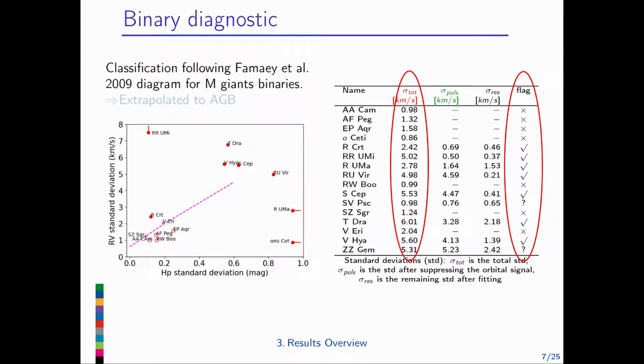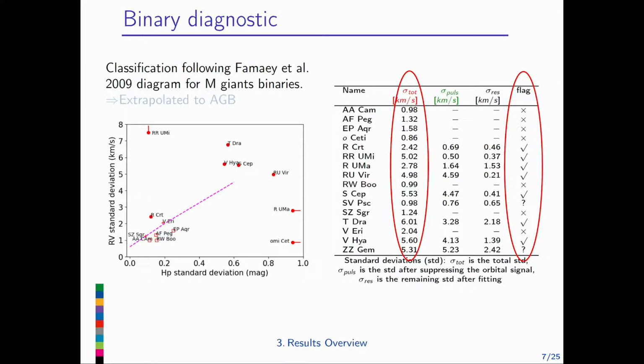And this pink line is the threshold found by Famaey to separate single stars from binary systems. So single stars are supposed to be below the line and binary systems above the line. So from this plot, we can flag the stars according to whether they are above or below the line. And we will only consider the orbits reliable for stars that are located above the line.